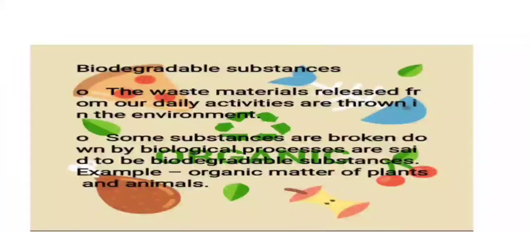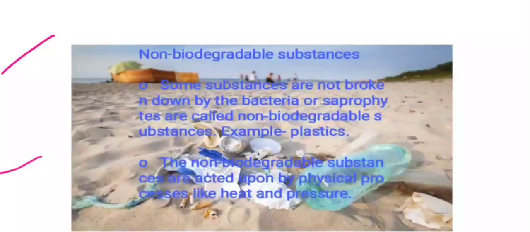Whereas non-biodegradable substances are those substances which are not broken down by bacteria or saprophytes, and these get accumulated in the environment and harm our environment because they affect it adversely. For getting rid of these non-biodegradable substances, we have to use some physical processes, like heat and pressure, and certain techniques to get rid of it.